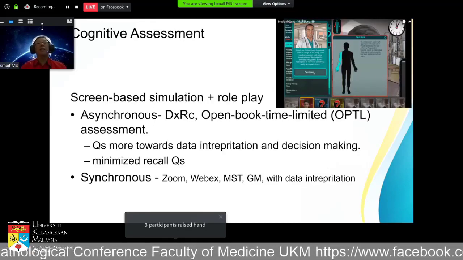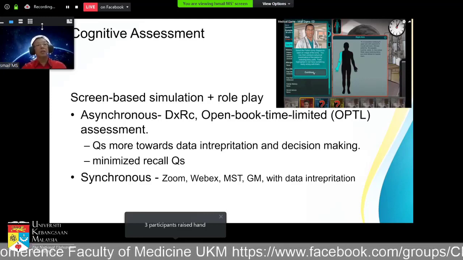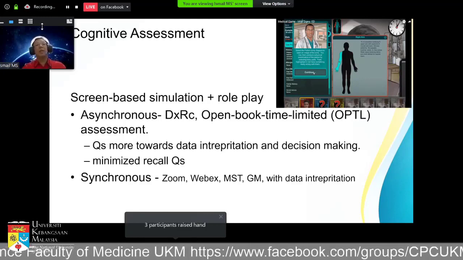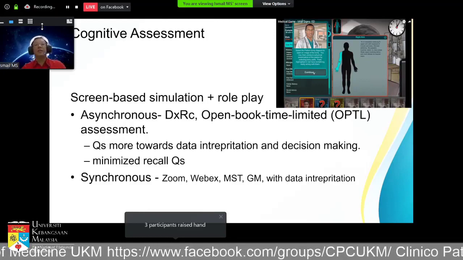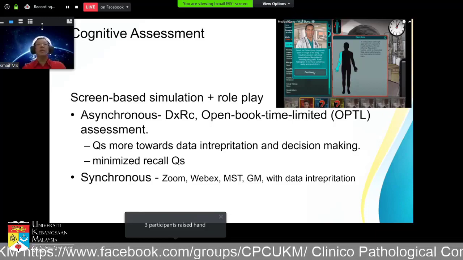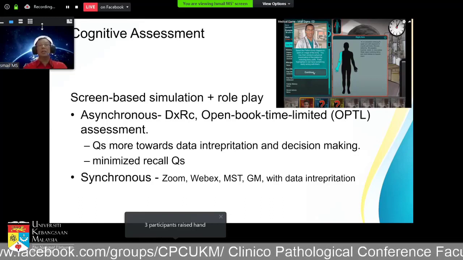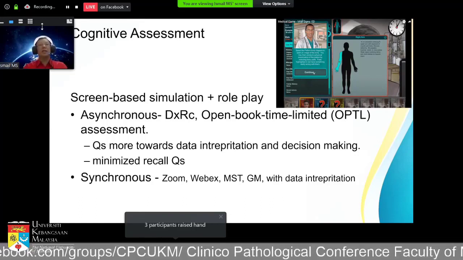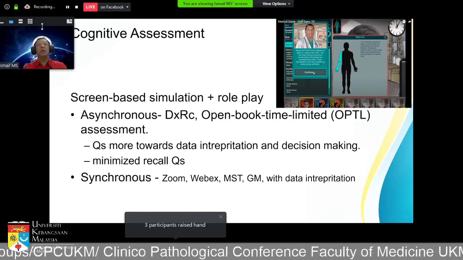In terms of cognitive assessment, just now I was teaching assessment, we can use a screen-based simulation or role play. Again, we can do asynchronous in terms of Dxr Clinician. This is where if you use the Dxr Clinician program, they can basically score the patient and score the student. And I think Prof. Harlina has showed you just now who did excellently and who did actually quite poor.